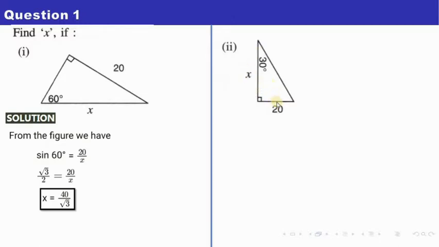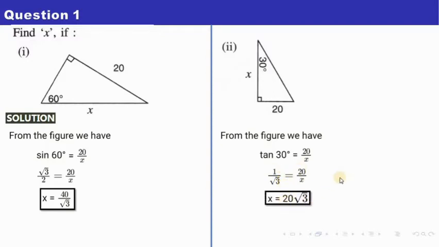Since both perpendicular and base are given, we can calculate tan theta. From the figure, theta is 30 degree here. So tan 30 degree equals perpendicular by base. How much is perpendicular? It is 20. And how much is base? It is x. Now what is the value of tan 30? It is 1 by root 3. So 1 by root 3 equals 20 by x. Take this x out here. So x into 1 is x, 20 into root 3 is 20 root 3. So x will be equal to 20 root 3.